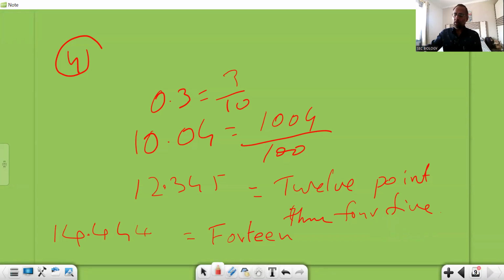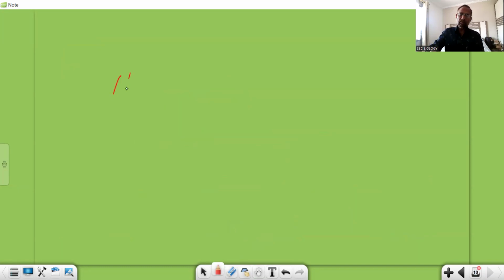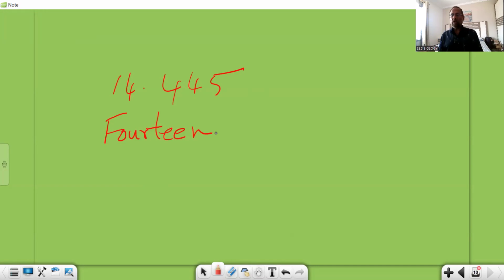What is the spelling of 14? F-O-U-R-T-E-E-N. 14 is F-O-U-R-T-E-E-N, while 44 is F-O-R-T-Y-F-O-U-R, a different spelling. See, look here, all of you. Fourteen point. Be careful, point.